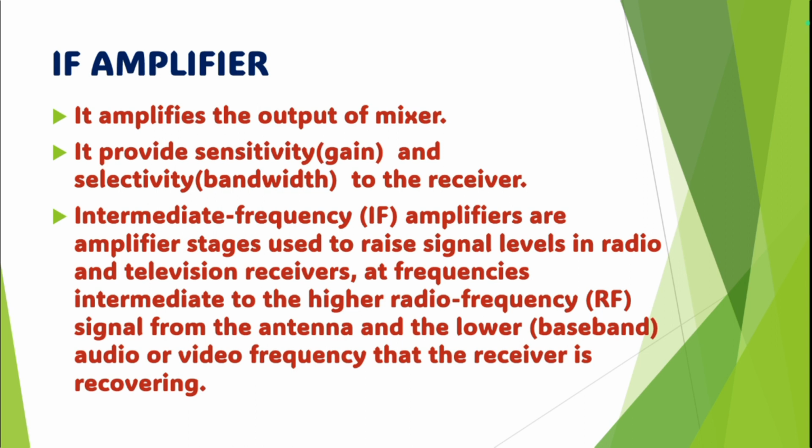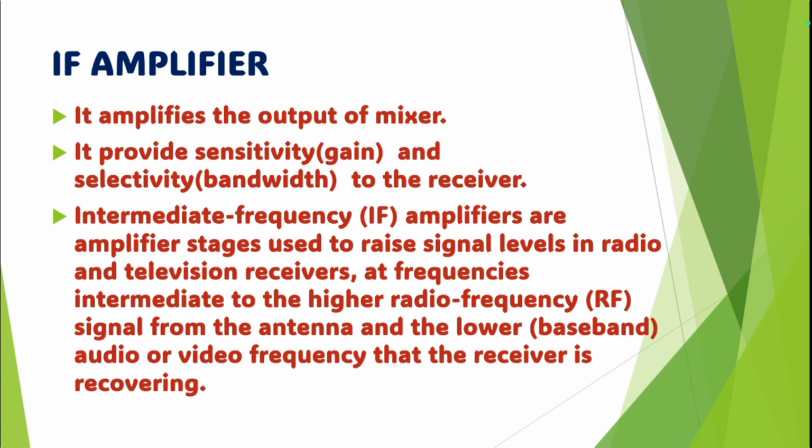Generally we know amplifier means it amplifies the signal, meaning it can change a weak signal into a stronger signal. So the RF frequency is converted into a lower intermediate frequency. It is then amplified. It provides sensitivity and selectivity to the receiver. These are the two main basic components. Sensitivity is generally called gain.